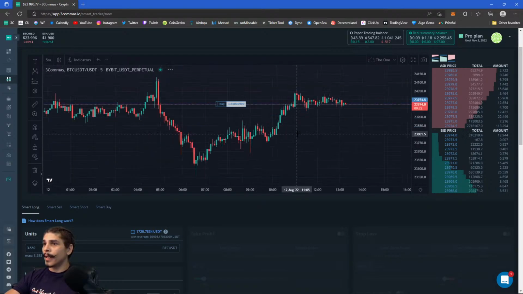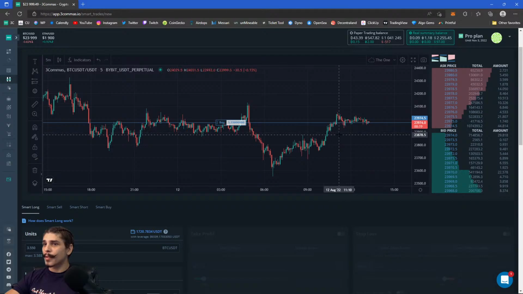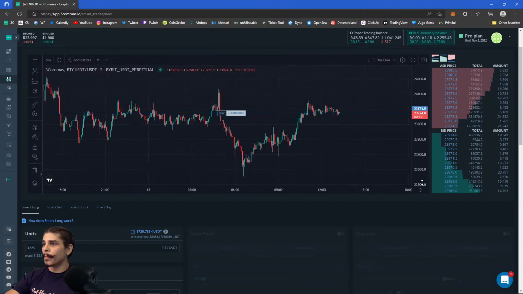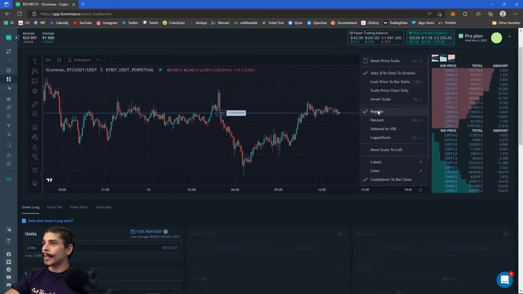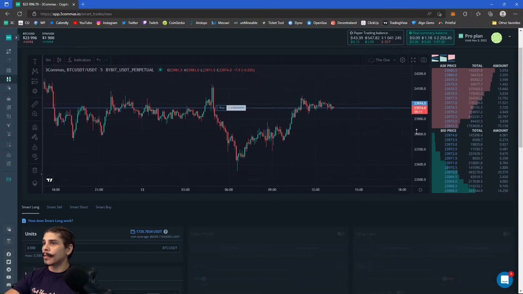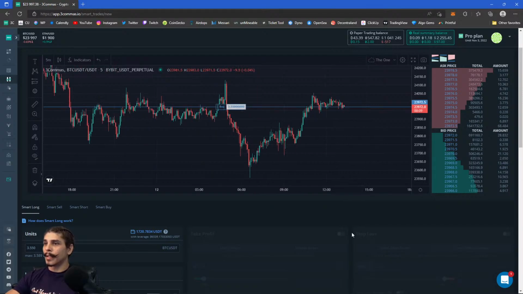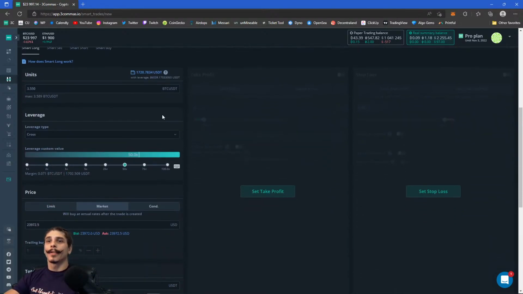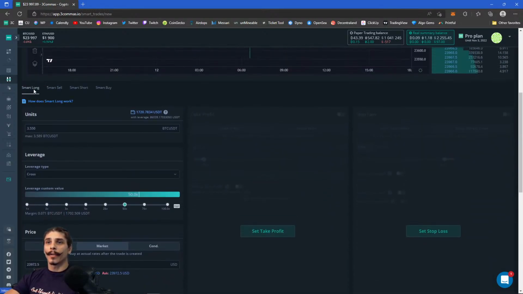So I'll go into the 5-minute chart. Should make things a little bit easier, I hope. Let's see if I can get that to... All right, there we go. Perfect. I didn't like how it was locked. Okay, so now I'm going into the smart long, and we're going to talk about these other options here.